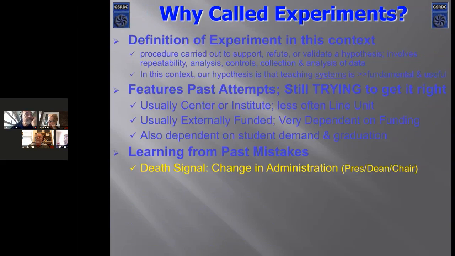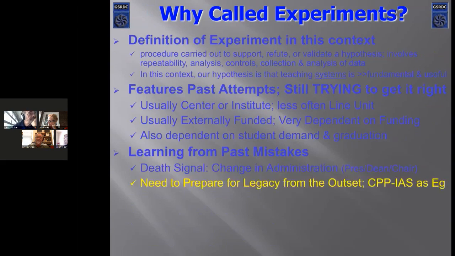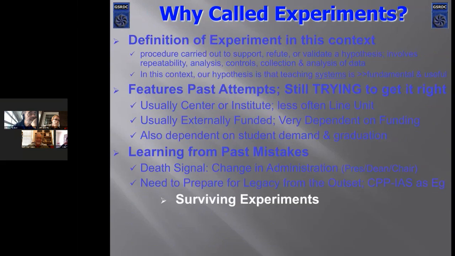But then when you get a new chair, a new dean, or a new president, it really changes. So one needs to prepare for the legacy and the continuation of a unit from the outset. I had the Institute for Advanced System Studies, for example, at California State Polytechnic University, but I didn't plan for the legacy, and as a result, as soon as I retired, it was eliminated.